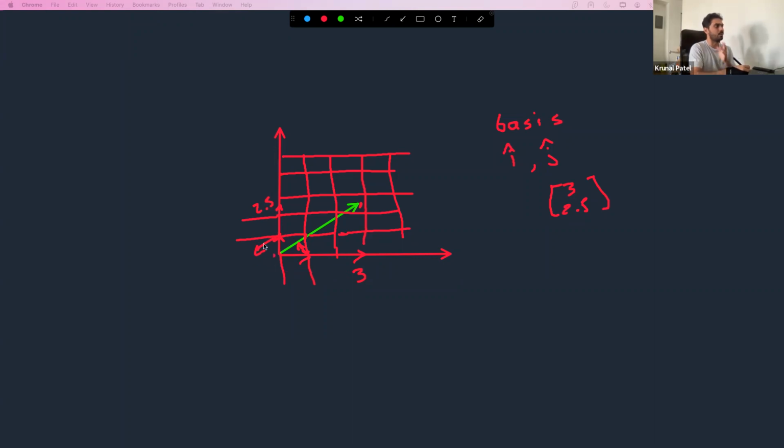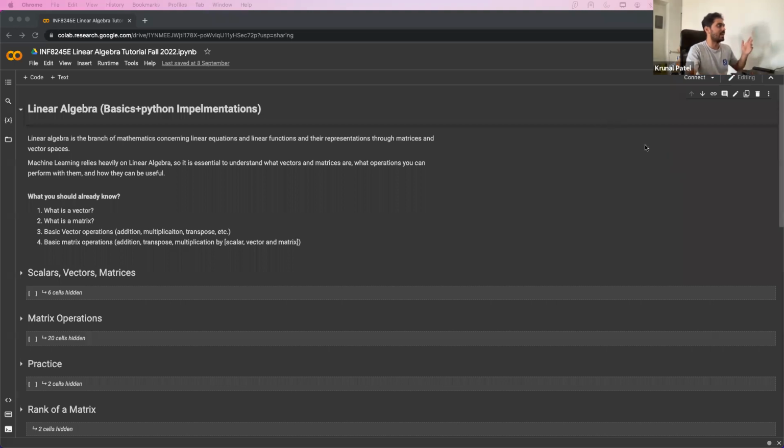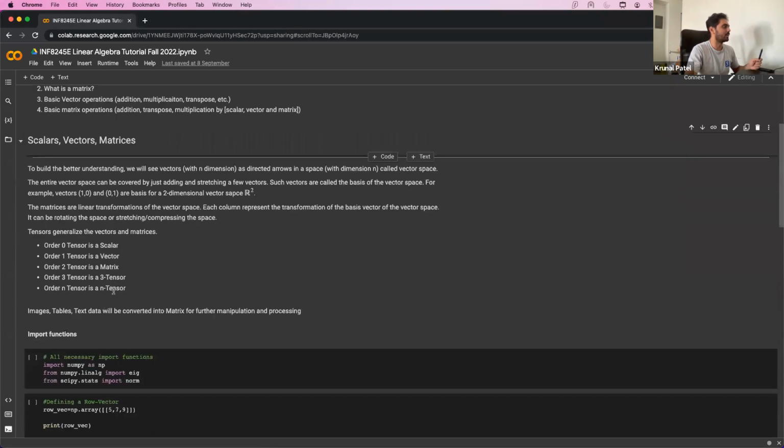So we know what basically a vector is, we know what basically a matrix is, and tensors and other things are basically a generalization of those things, right? So let's get into this cell and see what this is.